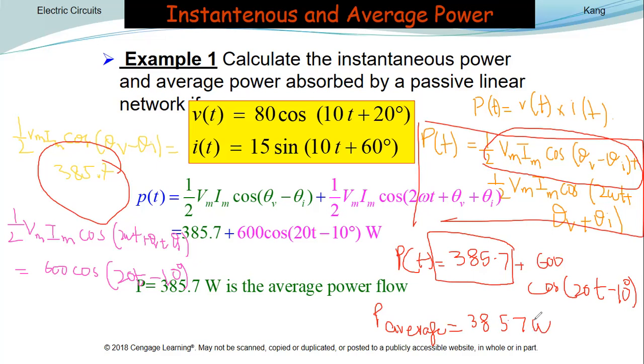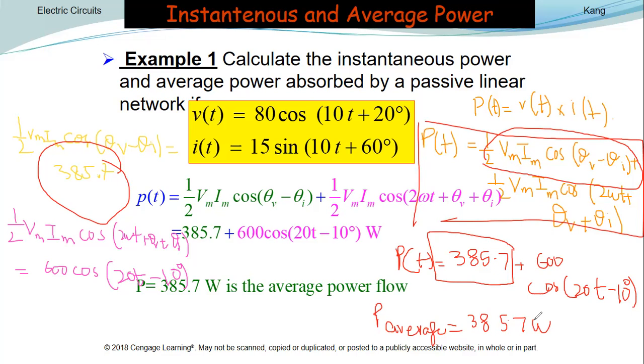Again, I'm summarizing this. Basically the instantaneous power depends on two parameters: first, the value of voltage and current. For a passive linear system, the value is half Vm Im cos(theta v minus theta I), and the second is half Vm Im cos(2 omega t plus theta v plus theta I). Now these two parameters are given to us. The first value will be 385 and the second value will be 600 cos(20t minus 10).